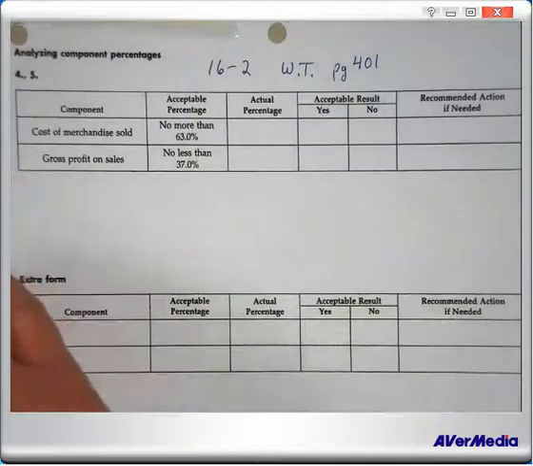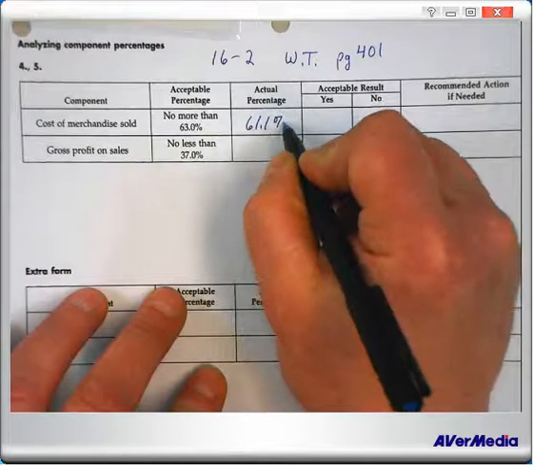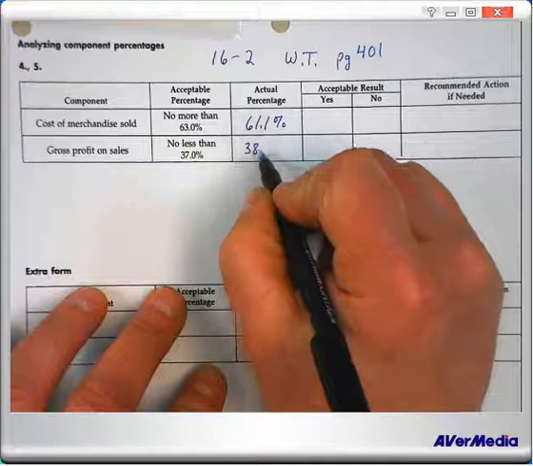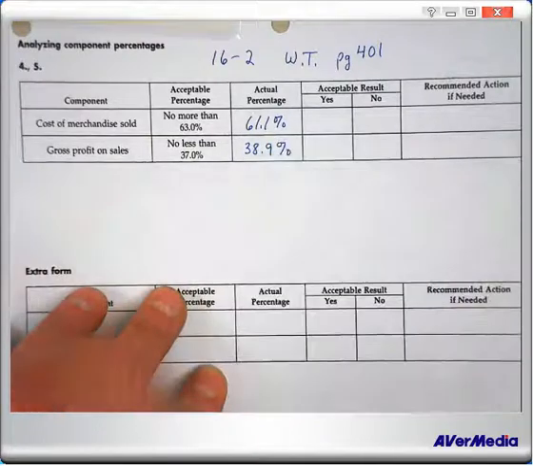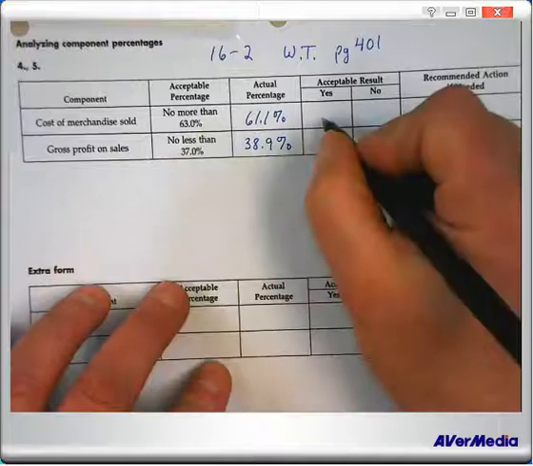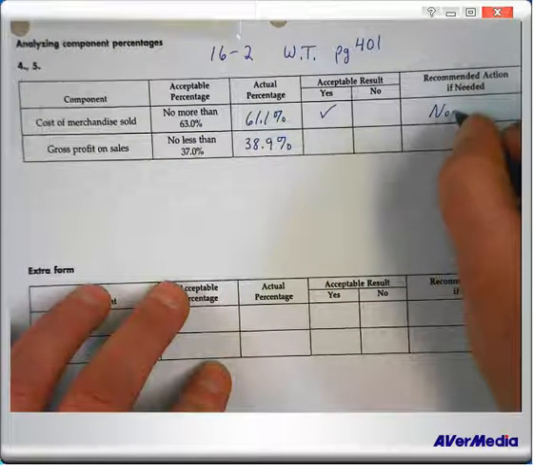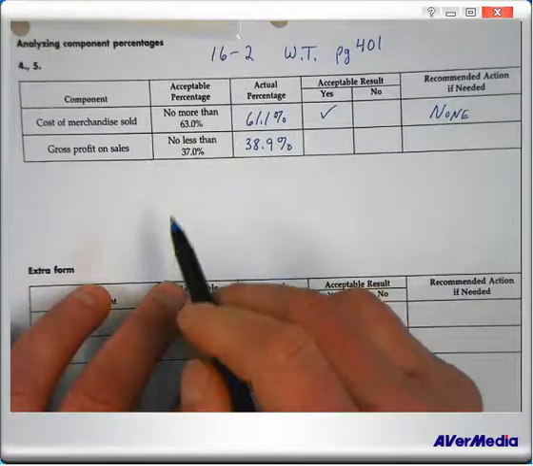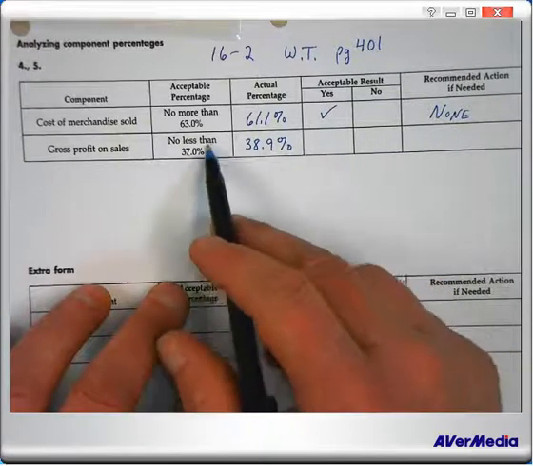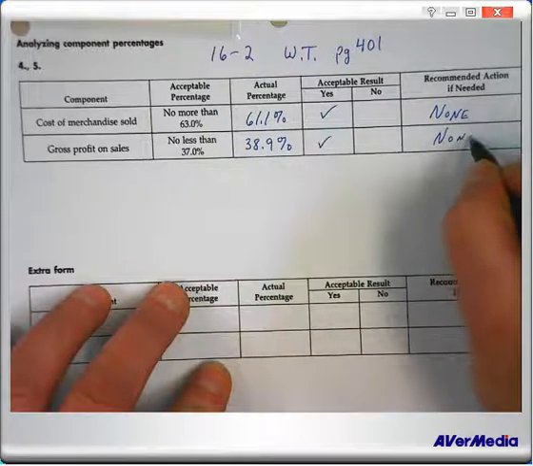So we have 61.1% as the percentage there, and the gross profit was 38.9%. Now our acceptable percentage is no more than 63%. Have we reached it? Yes, we have. Is there any more action needed? No. None. And on the gross profit, if we have 38.9%, it's not less than the minimum, so we're acceptable and none is needed.